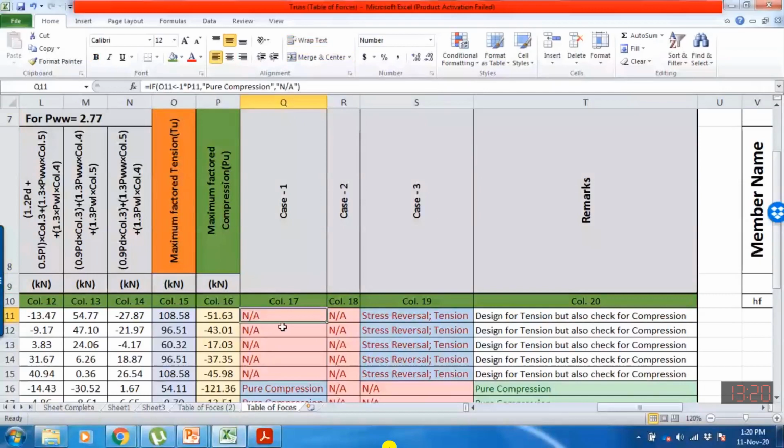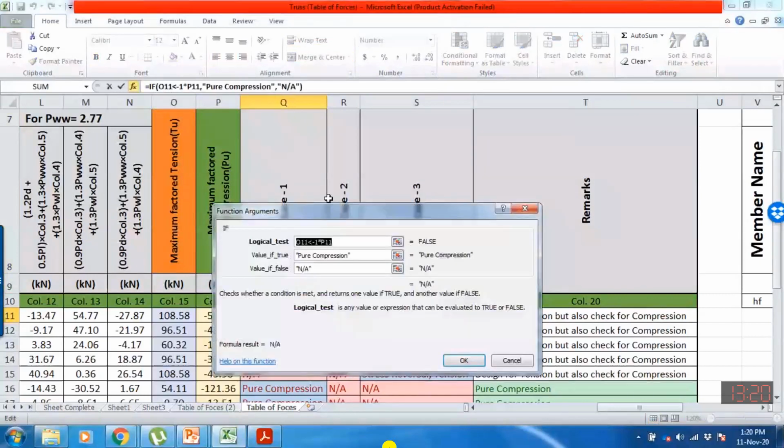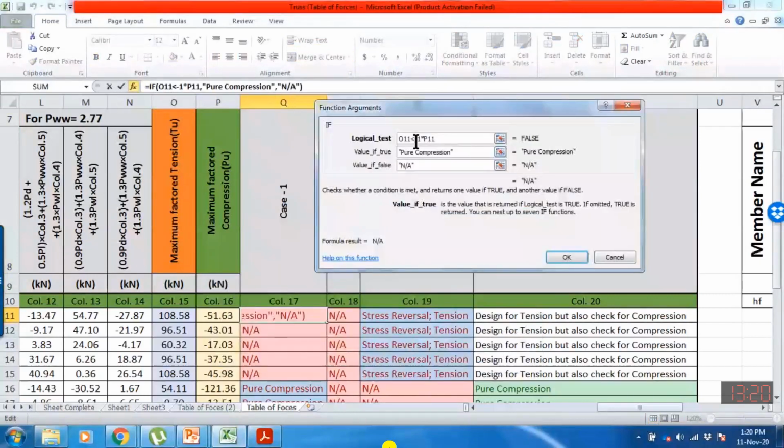So what is this formula? This formula explains that, if column number 15 is O, and this 11, this is the tensile force. If this TU is less than or equal to PU, where I multiply PU with -1 just to convert it into a positive value, then it will write here compression member. If this condition is not satisfied, then it will write not applicable.